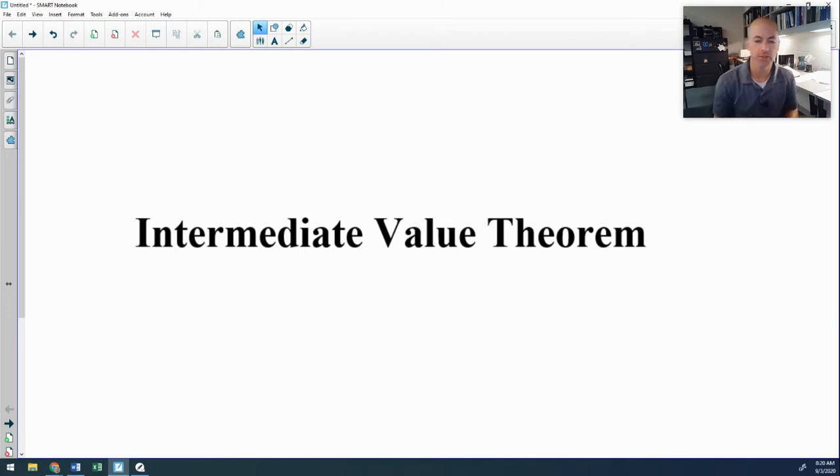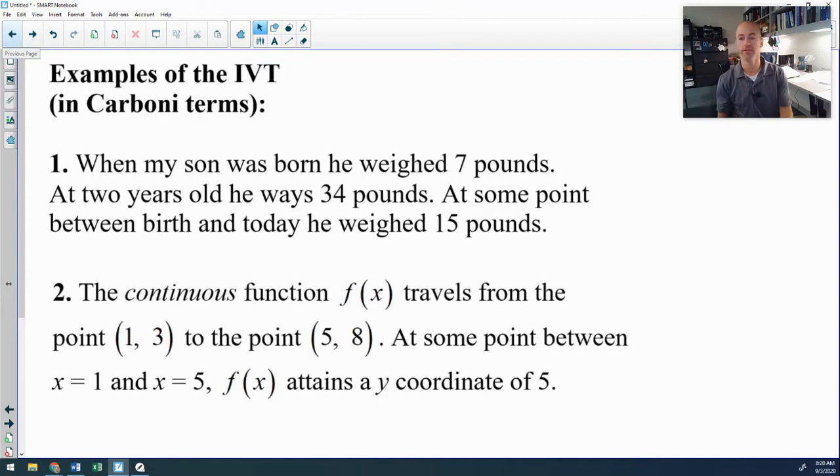Let's talk about the intermediate value theorem. This is the very first of the big theorems of calculus, at least for my classes. The intermediate value theorem is actually not even a calculus theorem. It's more of an algebra 2 type theorem. The only condition is continuity. But here are a few examples of using the intermediate value theorem.